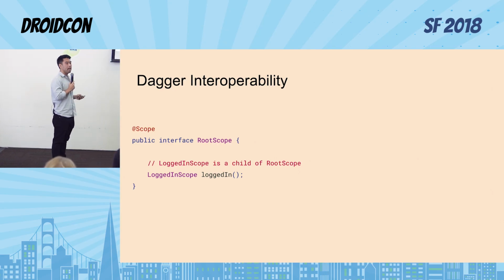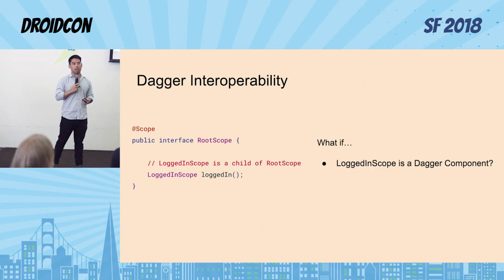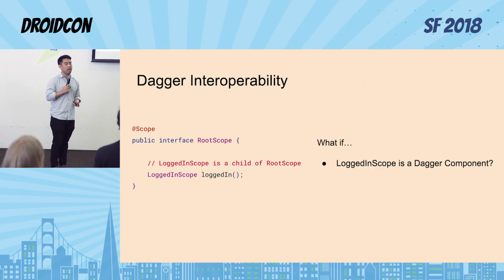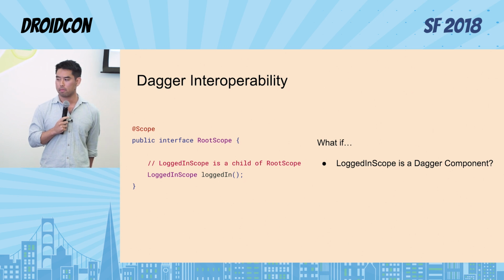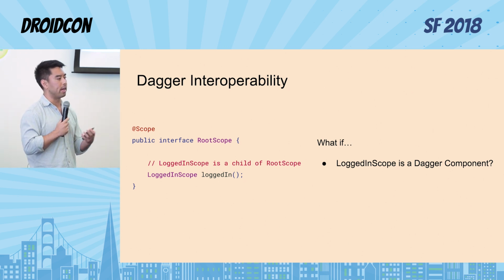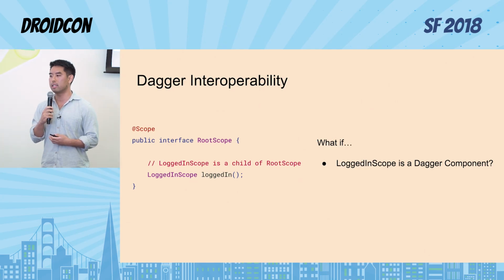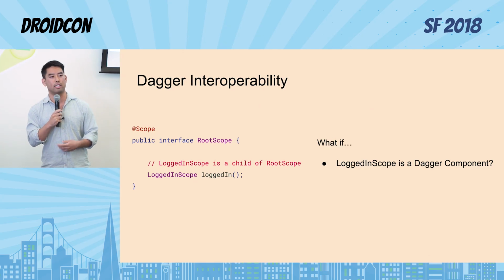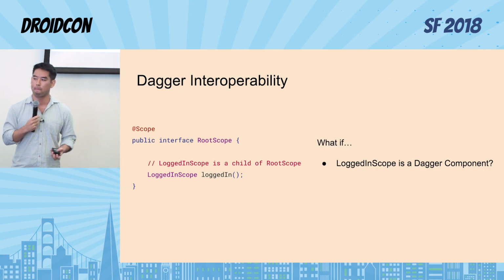So when we talk about Dagger interoperability, we're going to keep in mind two questions. And the first question is, what if logged in scope is a Dagger component? So can we have a Dagger component be a child of a Motif scope? So this scenario would be something like if you had a, by and large, Motif-based application, can you attach a Dagger component as a child to that, some feature that's already using Motif?